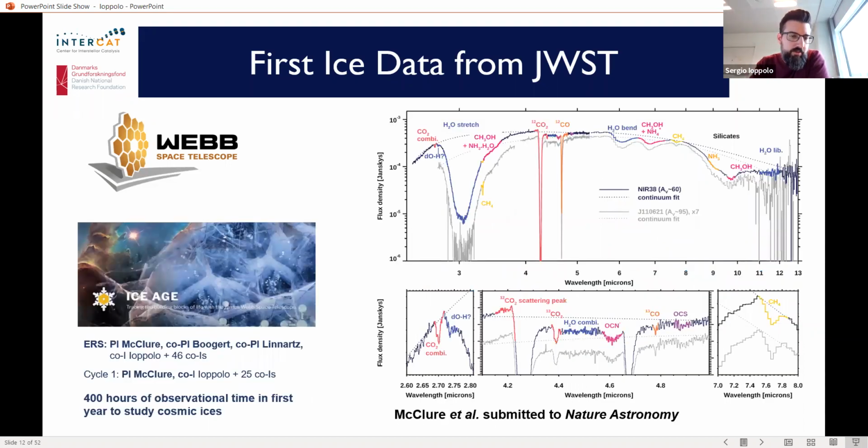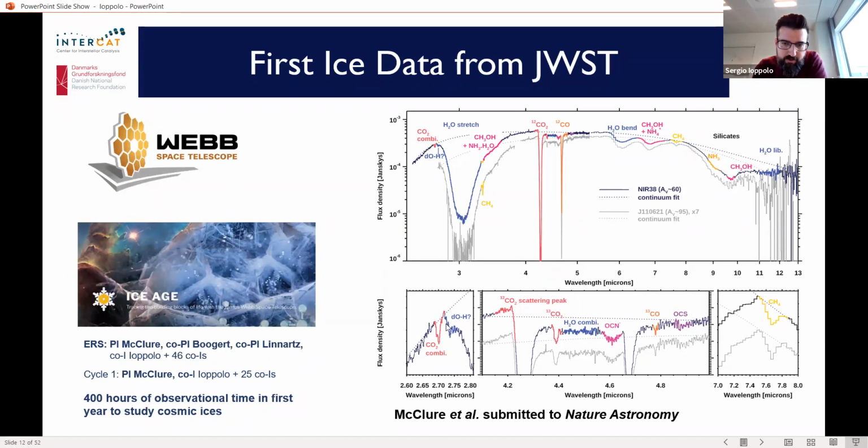For instance, I am personally involved in the Ice Age consortium, with Melissa McClure as PI and co-PIs Edwin Bergin and Harold Linnartz. And here the first data that we submitted to Nature Astronomy were on two sources at the highest extinction that we ever observed, at 60 and 95, showing the absorption of several different molecules. As you can see here, we have the absorption due to water, but we also can see clearly CO2, CO, methanol, methane, ammonia. So all those that were already identified before, but we have some newcomers here.